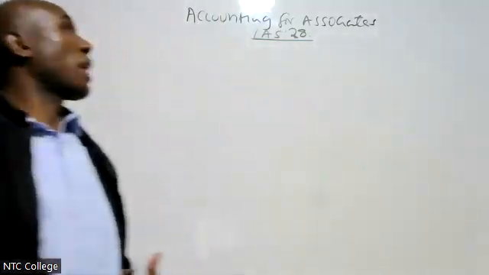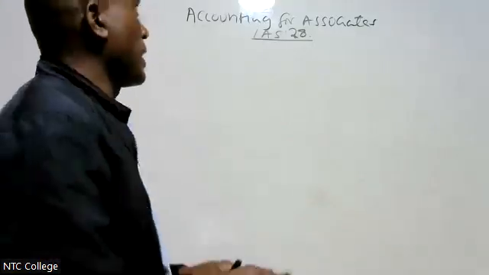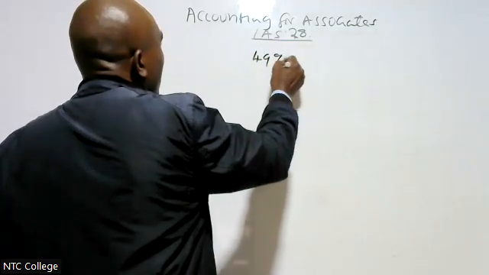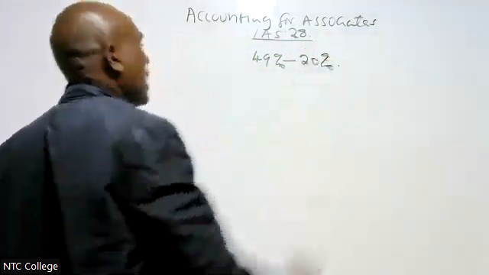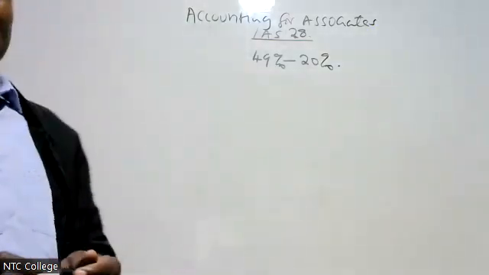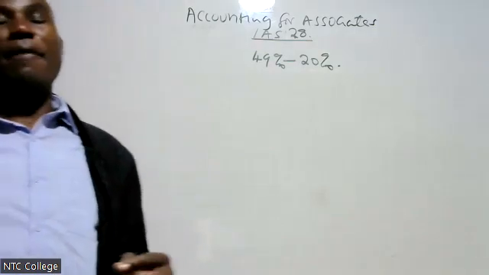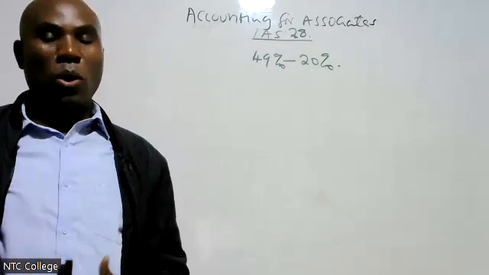We want to look at how to account for an associate, and we say that in an associate, the parent company owns between 49% to 20%. We have less than 50%, and we have more than 20%. Therefore, in an associate, the parent company is the minority shareholder.